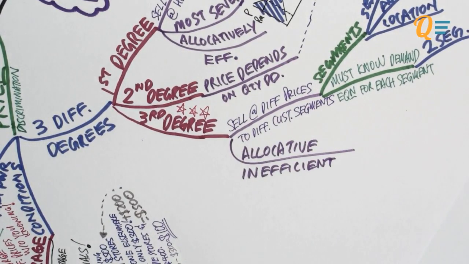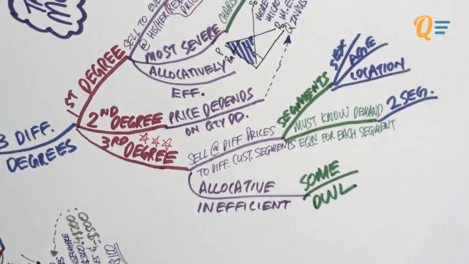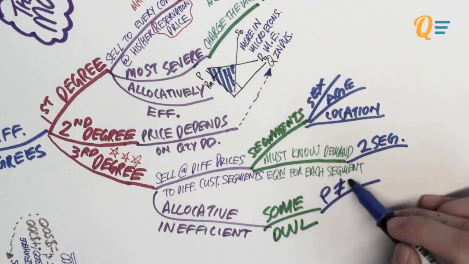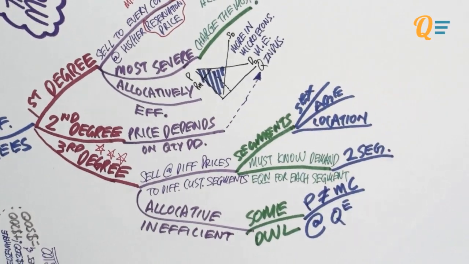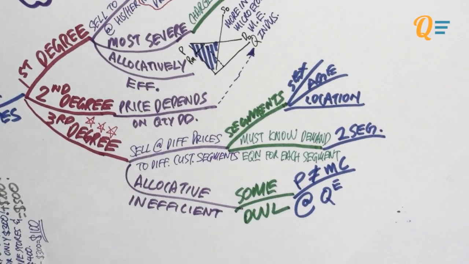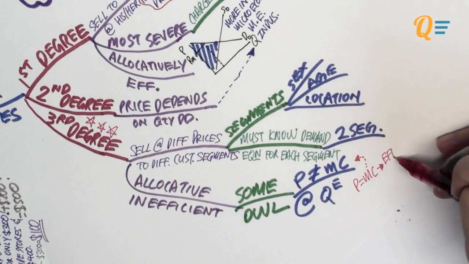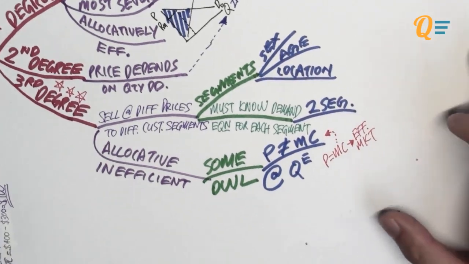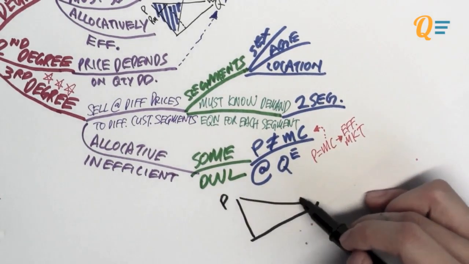Another point about third degree price discrimination that you should know is that it is allocatively inefficient. There is bound to be some deadweight loss, and there will always be deadweight loss when the price doesn't equal the marginal cost at the equilibrium quantity produced and sold. Just remember that by the general rule of thumb, whenever the price is equal to the marginal cost, you have an efficient market. Let me use a simple demand and supply graph to show you what I mean.